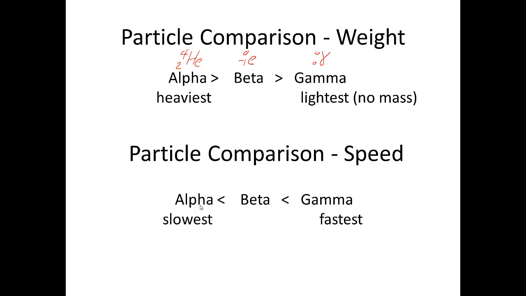So if you just remember, alpha is big, and it's slow, and it doesn't do much damage. Gamma is light, and it's fast, and it's going to do the most damage. So just make sure that if you have a question, it's going to ask you which is faster or which can do more damage. You need to recognize that gamma is the radiation that can do the most damage.